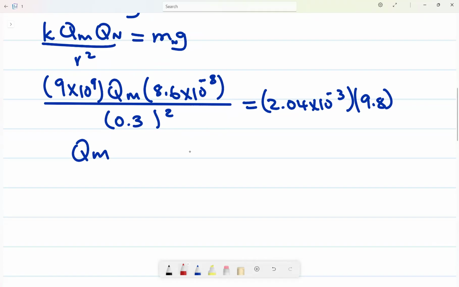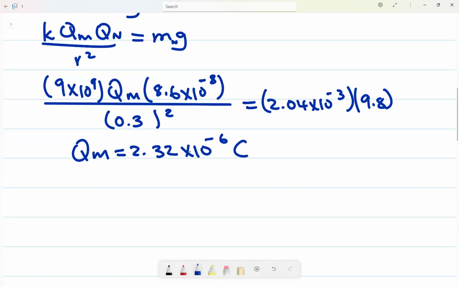2.04 multiplied by 10 to the power of negative 3, multiplied by 9.8, multiplied by 0.3 squared, then all that is divided by how much? By 9 times 10 to the power of 9, divided by 8.6 times 10 to the power of negative 8. Then I get a very unique charge of, let's see if I'm correct, 2.32 times 10 to the power of negative 6 coulomb.